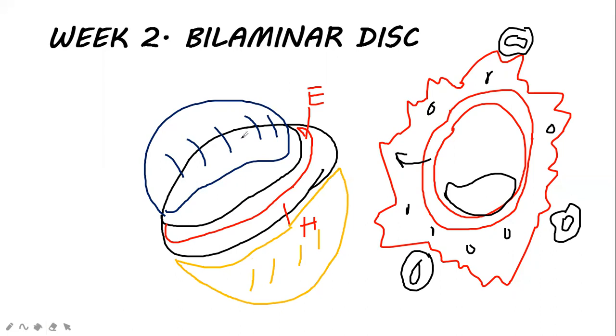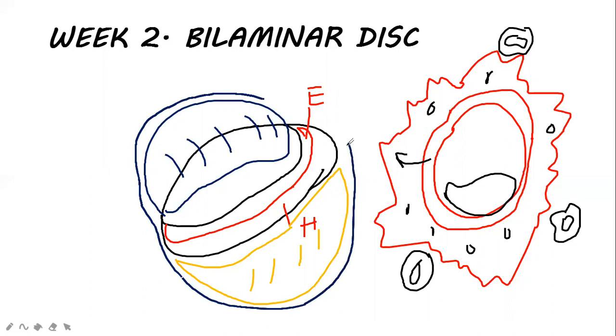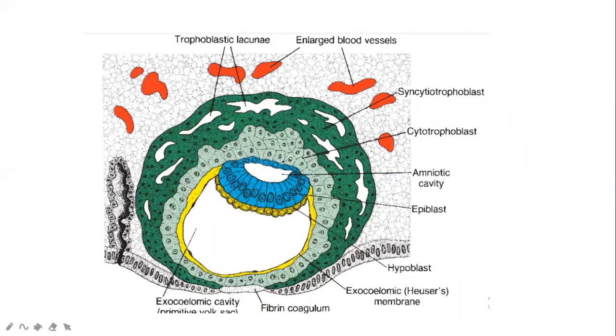Then we say covering all of them is the trophoblast, and specifically the cytotrophoblast. So we say the epiblast, hypoblast, yolk cavity, amniotic cavity, the cytotrophoblast and the syncytiotrophoblast outside, right? That is occurring in the second week. So in the second week, we now have full embedding.